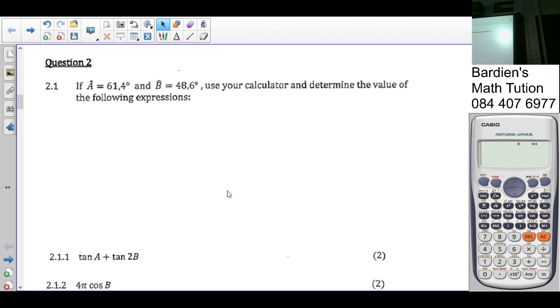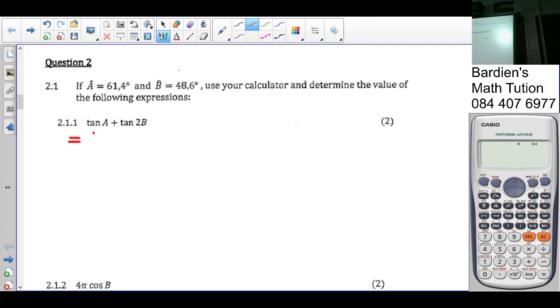So for question 2.1, we are told if angle A is 61,4 and angle B is 48,6, use a calculator and determine the value of the following expressions. The first expression is tan of A plus tan 2B. So I say tan of A, which is 61,4, plus tan 2B, which is 48,6.